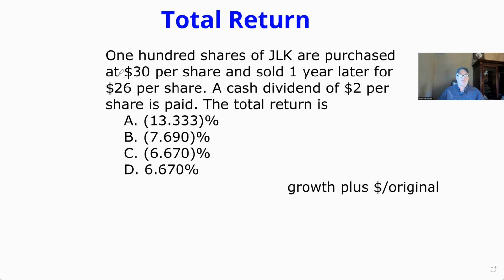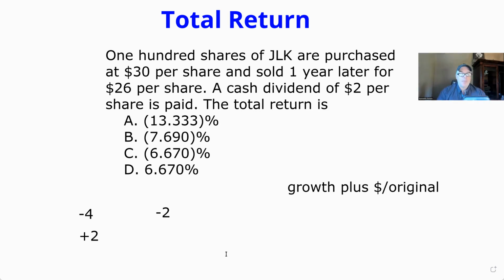So we bought stock at 30 and we sold it 1 year later for 26. So that's minus $4. But then we did get a $2 dividend, so that's going to be plus 2, right? So we technically have a return of -2. Now, it's a -2. So what does this mean? -2 means we lost 2. But now the question is, how do we figure out what the return is?